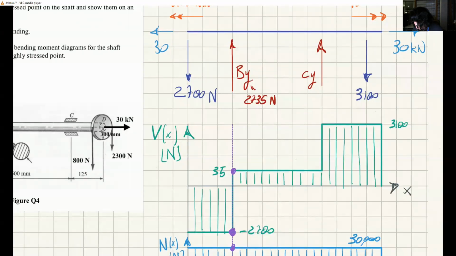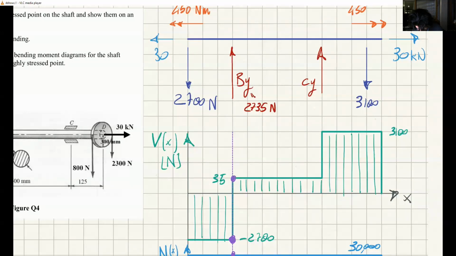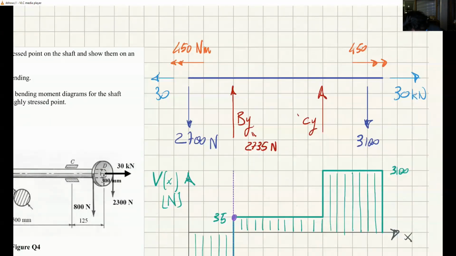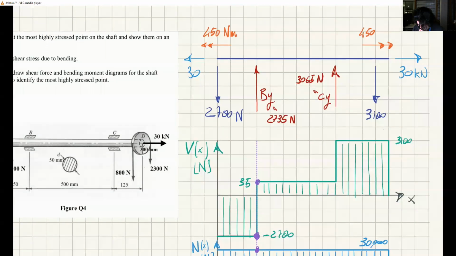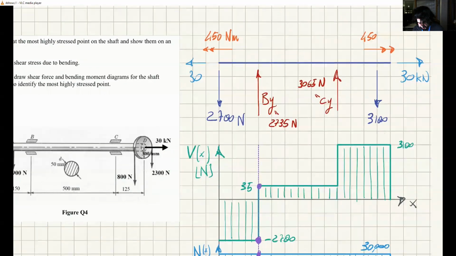And this one should be 3100 minus 35, which, if I'm not mistaken, should be 3065 newtons. So you can find these ones by using equilibrium equations. It's quite easy. Now that you have this, remember you have to study this beam in 3 segments. From here to here, then from here to here, and then from here to here.